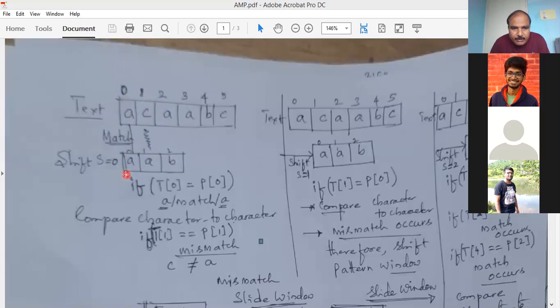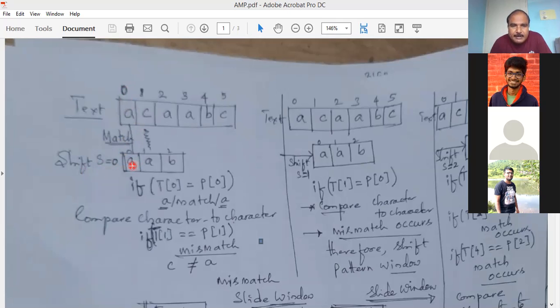So now here we are sliding, that is, you are placing this pattern over this text. So now we call it shift equal to 0, because we are comparing the 0 index of the text and the 0 index of the pattern. Therefore, shift equal to 0. When the shift equals 0, you compare character by character.